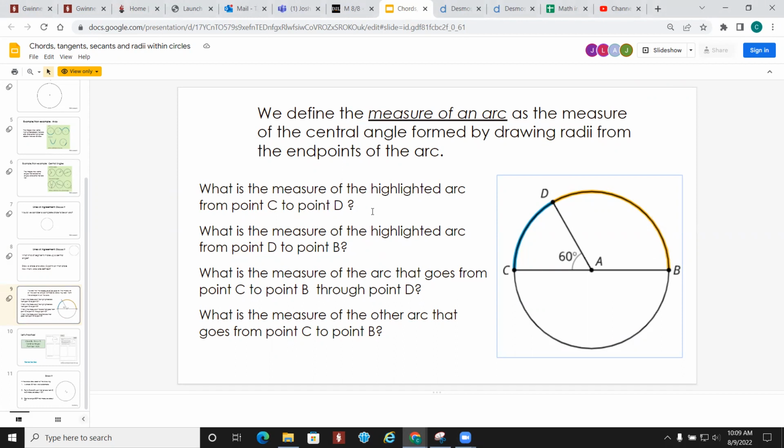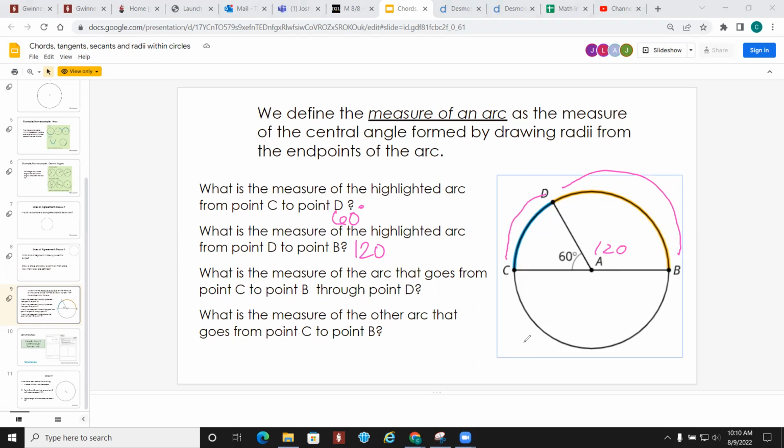So what is the measure of the highlighted arc from point C to D? From C to D, that's this part. How big is that angle? 60. What is the measure of the highlighted arc from D to B? How do y'all say 120? Because it's half of the circle. Half of a circle is 180, and we already know that this is 60, so this part is going to be 120.